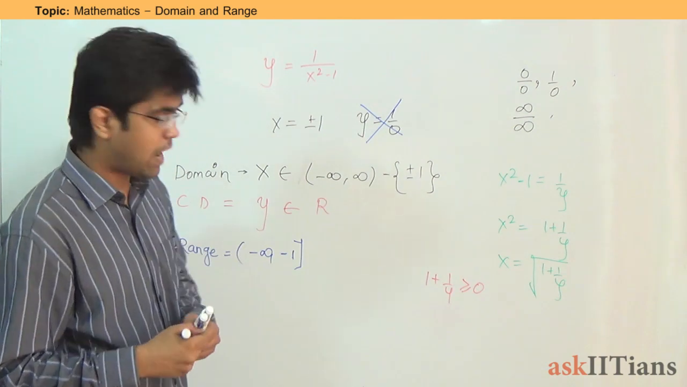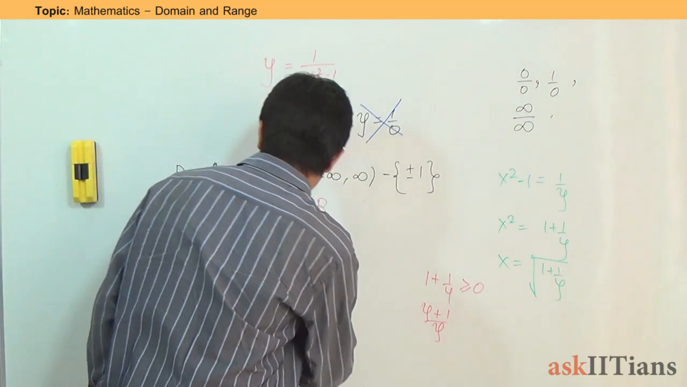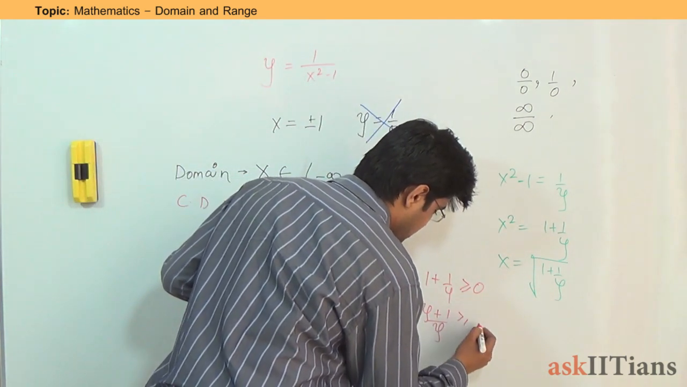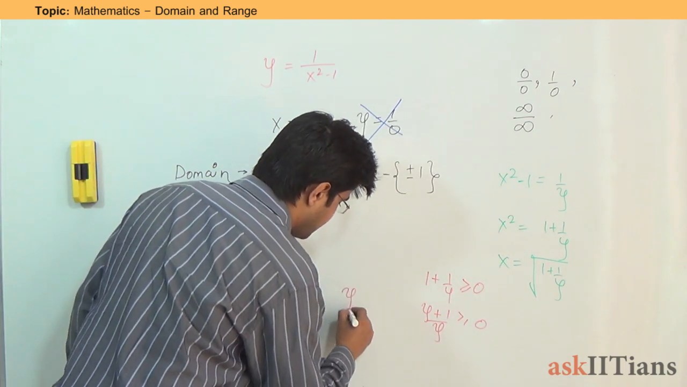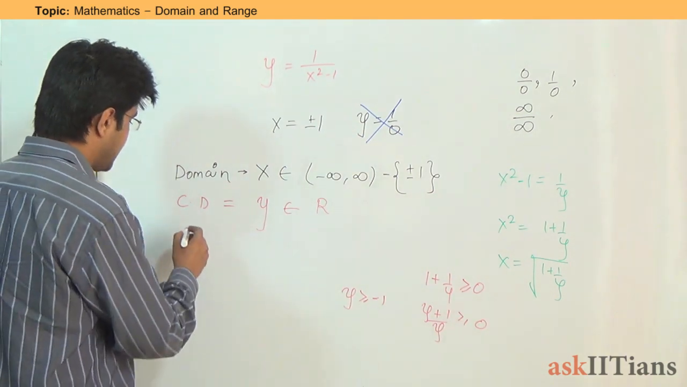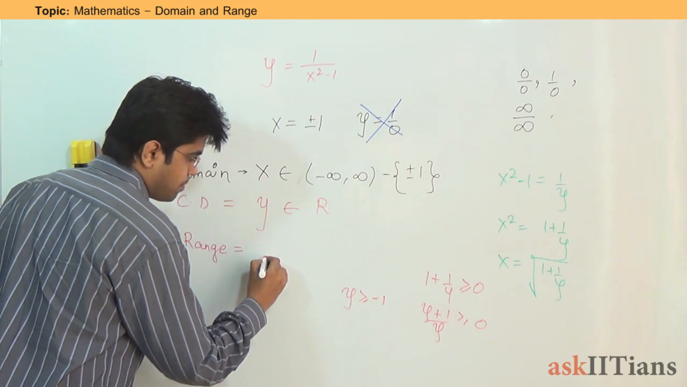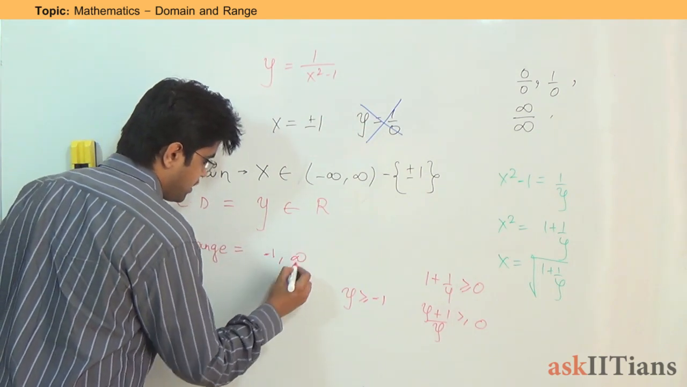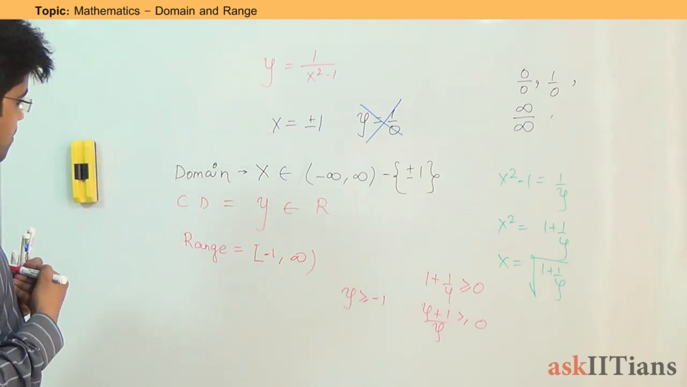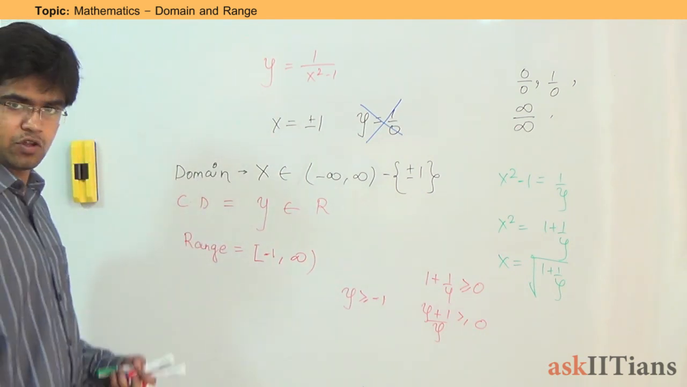Now that means y plus 1 upon y has to be greater than or equal to 0. If you cross multiply, y has to be greater than or equal to minus 1. So that means our range is minus 1 to infinity, where minus 1 is included. So you can get any value from minus 1 to infinity as your output. So this is the best method to find out the range.